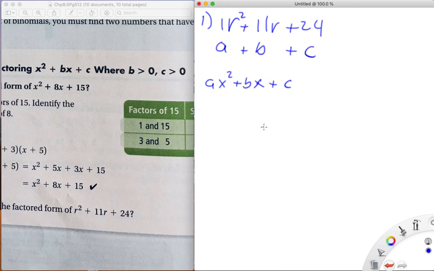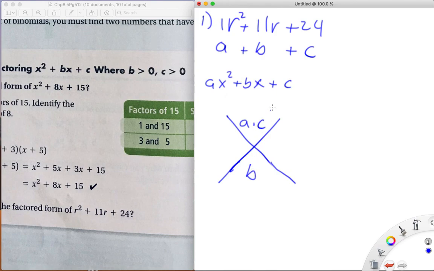So when we do the diamond method, we're drawing an X. At the top of the X, it's going to be the product of A times C. In this case, for this section, A is just always going to be 1. And then at the bottom, it's going to be your B. And these two will fill in with the two numbers that fulfill the product of A and C, and then when I add them up, give me B.